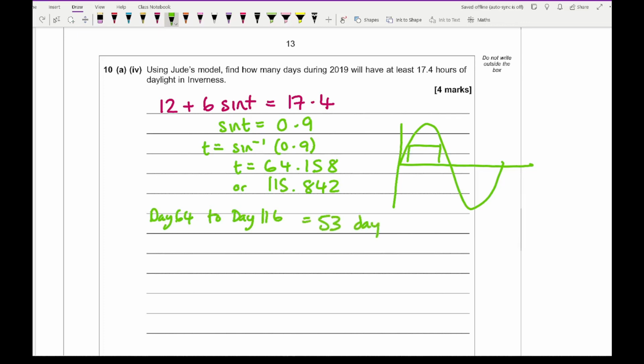Now, if you think, well, hang on a second, 116 minus 64 is 52, but I actually need to include day 64. So because I'm starting with 64, that's my first number, then 65 onwards, that gives me 53 days.